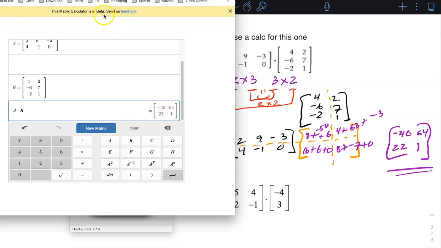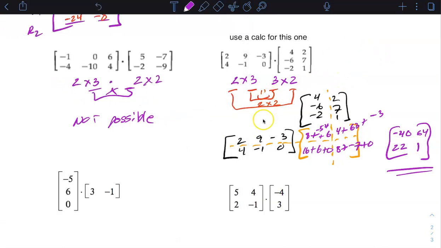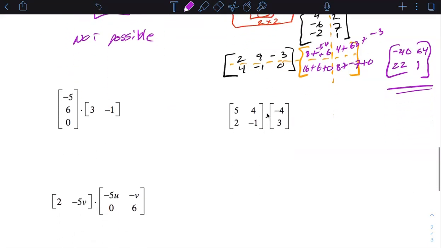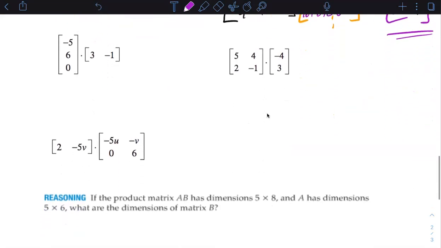It's still in beta as of this recording, so let's keep that in mind. Anyway, the last two here, I'm going to try to do this real quickly so we can finish up. So this one, let's check. It is a 3 by 1. And this is a 2 by 1. Oh, 1 by 2, sorry. So you could multiply it, and you get a 3 by 2.